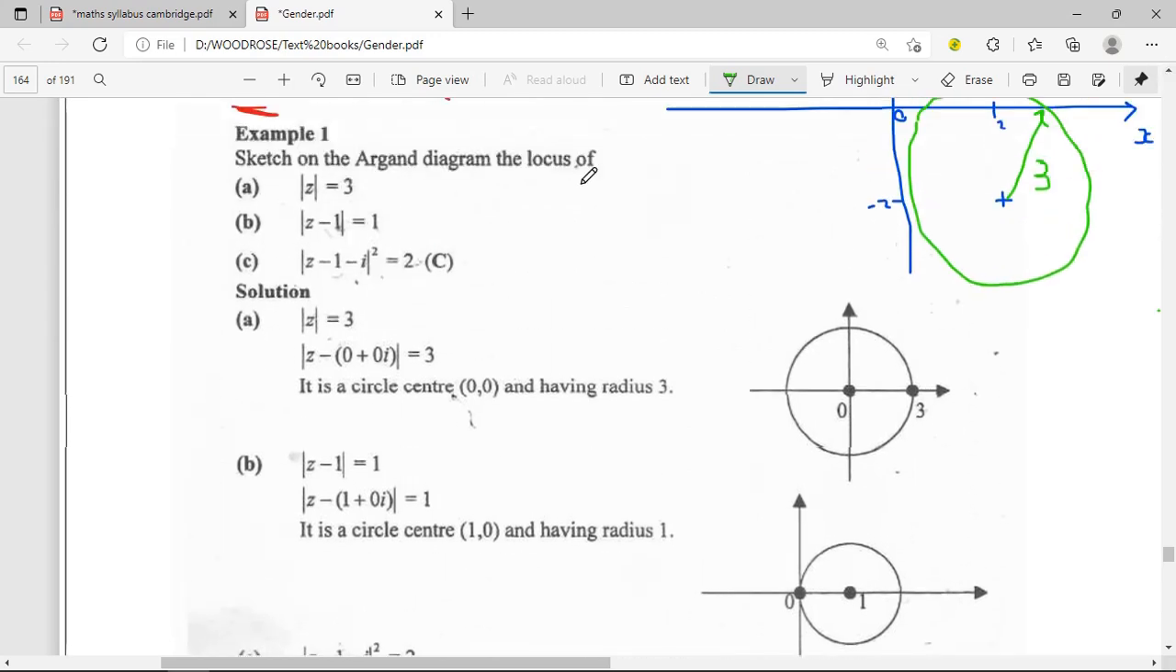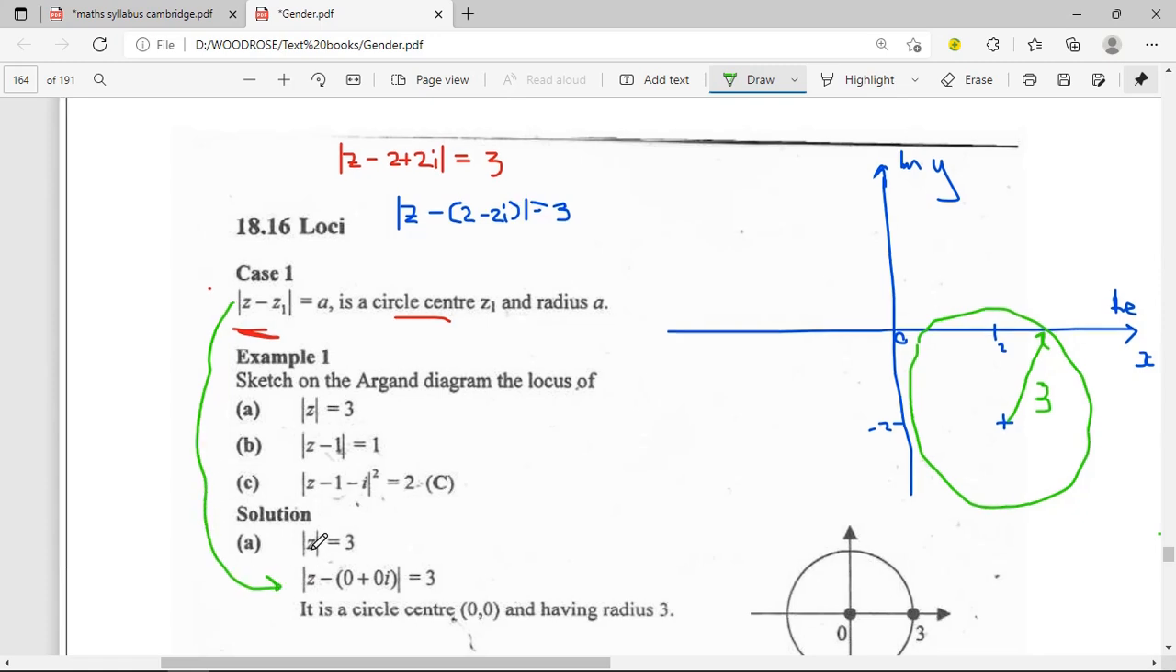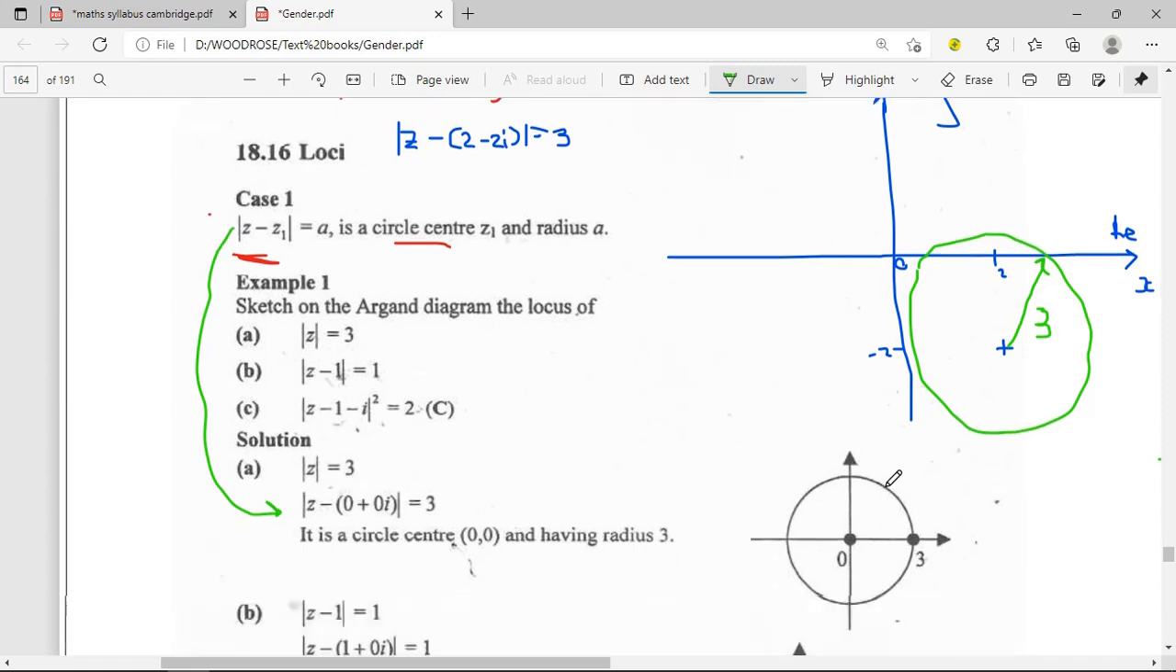The first one is saying modulus of z is equal to 3. So you need to write that in this form: modulus of z minus z1 is equal to a. If you want to write this one in this form, what you simply do is say z minus, you open bracket. Since we don't have anything here, it's 0, 0. It's 0 plus 0i is equal to 3. Meaning to say our center is 0, 0 and radius 3. So this will be your sketch.